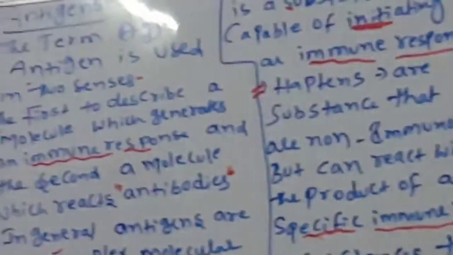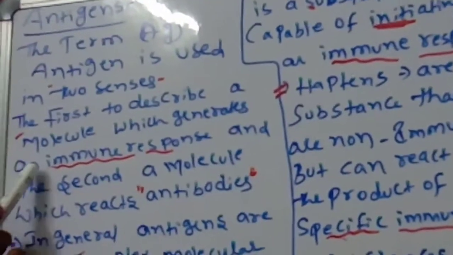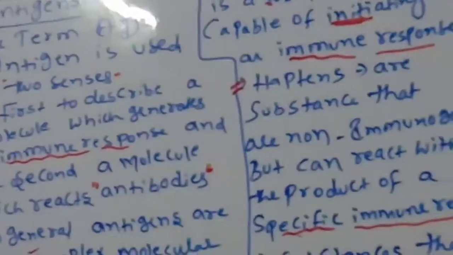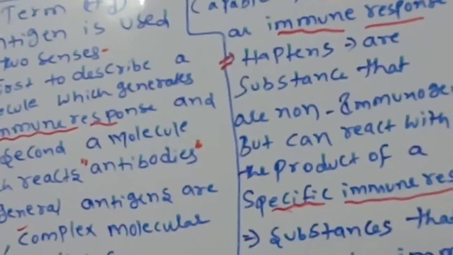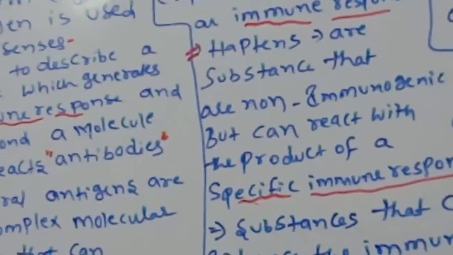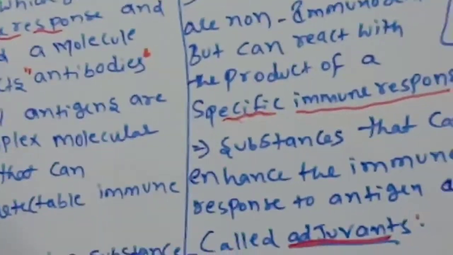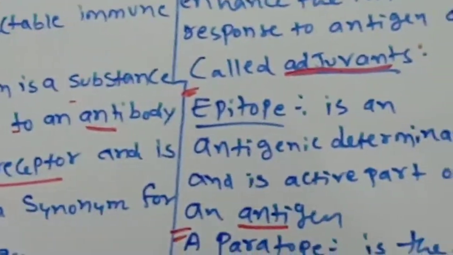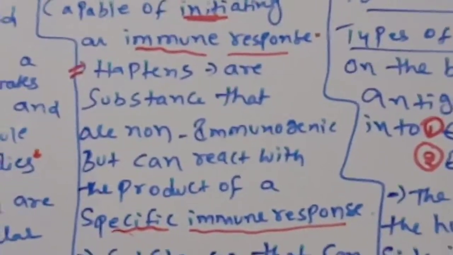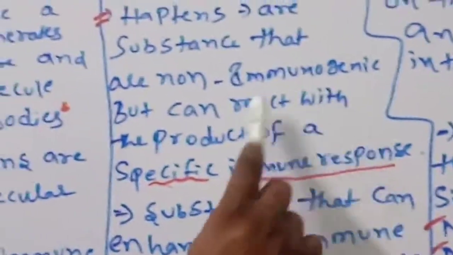Okay, children, observe one more time. Antigen is used in two senses. The first, to describe a molecule which generates an immune response when it enters the body, or a molecule which reacts with antibodies. In general, antigens are large complex molecular substances that can induce a detectable immune response. An antigen is specific to an antibody or a T cell receptor and is used as a synonym for immunogen. An immunogen is capable of initiating an immune response. Then haptens are incomplete antigens, substances that are non-immunogenic but can react with the product of an immune response.